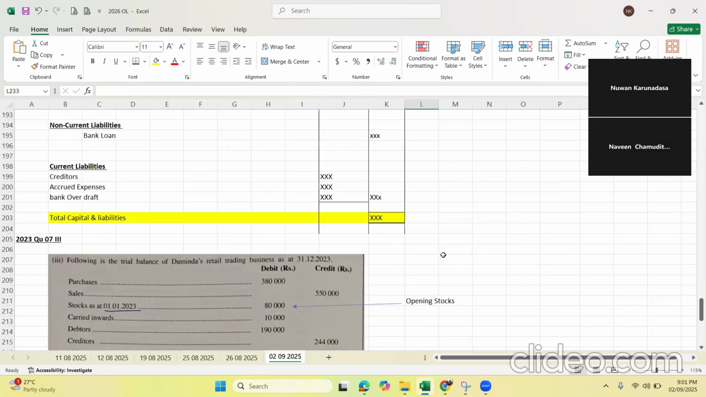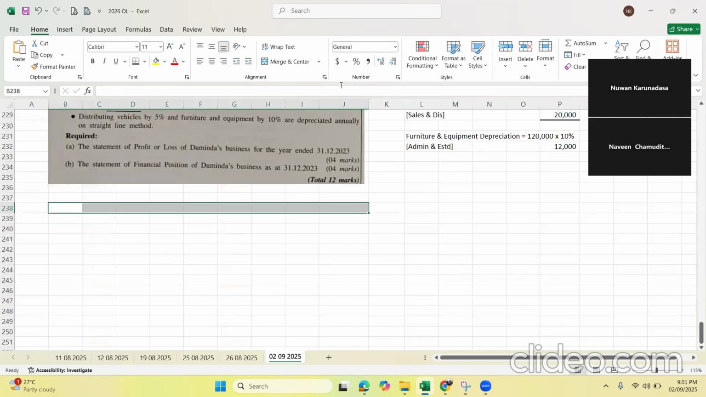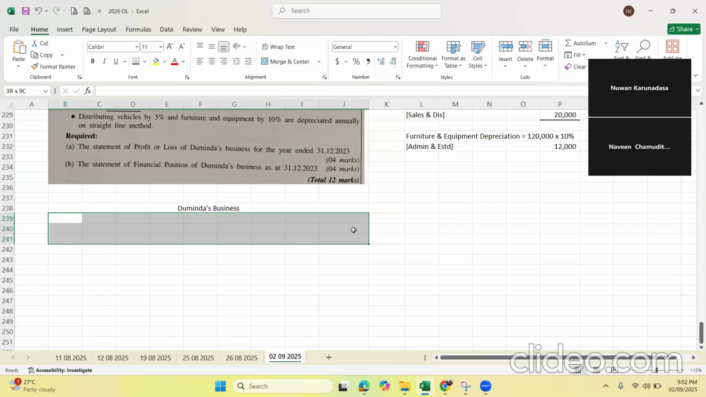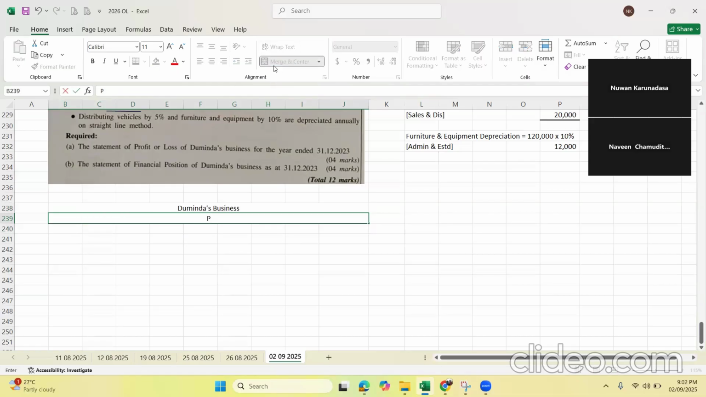So we'll prepare the format. Duminder's business, profit and loss statement for the year ended 31st December 2023.